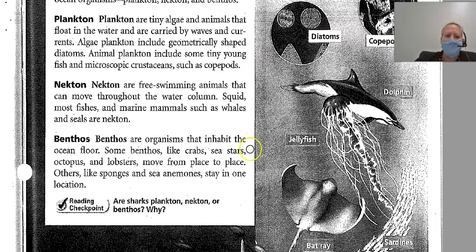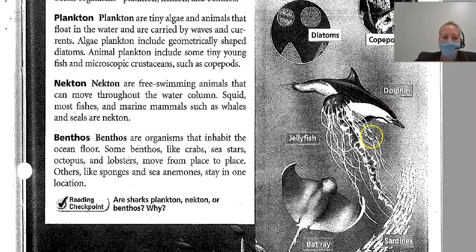Okay, nekton. Nekton are free swimming animals that can move through the water column. Squids, most fish, and marine animals such as whales and seals are nekton. Okay, so this is nekton here.